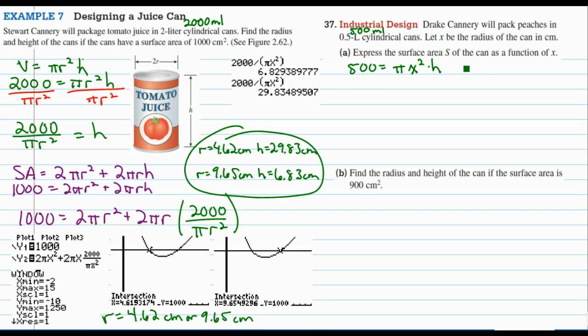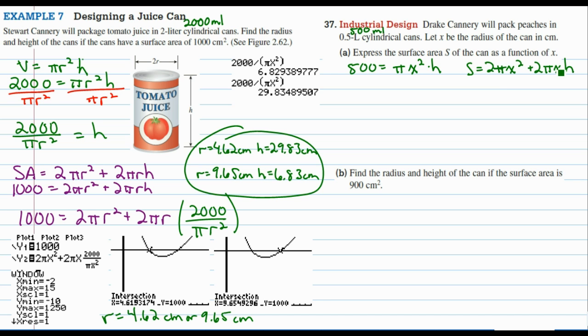And then the surface area of the can, which is S, is going to be the same as the problem before. So 2 pi, this time x squared, plus 2 pi x times h. So the two circles on the top and the bottom, and then the rectangular shaped label that would peel off the can. Now, again, the problem says express the surface area of the can as a function of x.